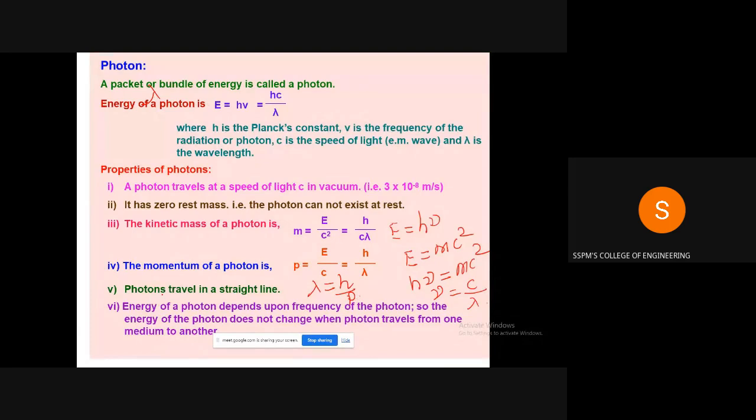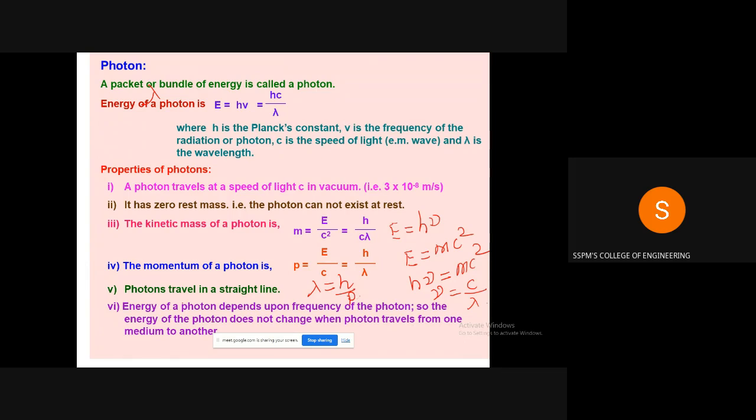Next, a photon travels in a straight line. Next, the energy of a photon depends upon the frequency of the photon. The energy of the photon does not change when the photon travels from one medium to another medium.